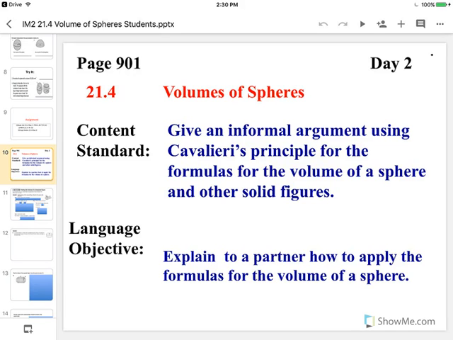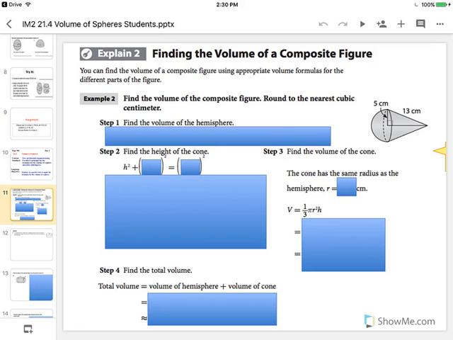Alright, so let's review what we learned yesterday. The formula for the volume of a sphere is always 4/3 times pi times the radius cubed. Okay, so for day 2 we're working with composite figures. You can find the volume of a composite figure using the appropriate volume formula for different parts of the figure. So example 2, find the volume of a composite figure, rounded to the nearest cubic centimeter.